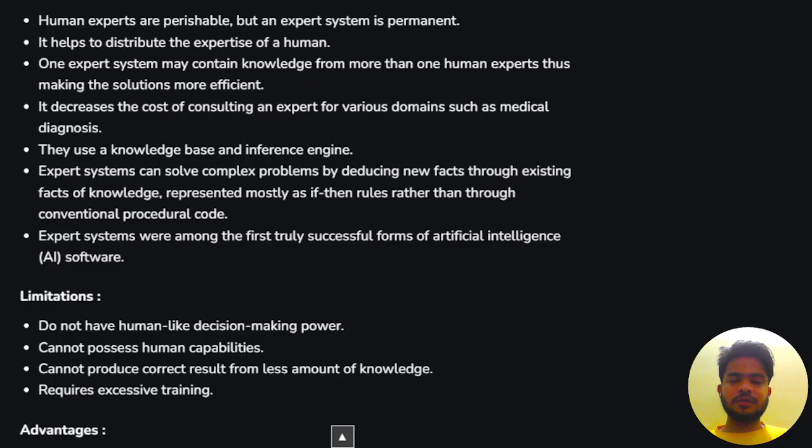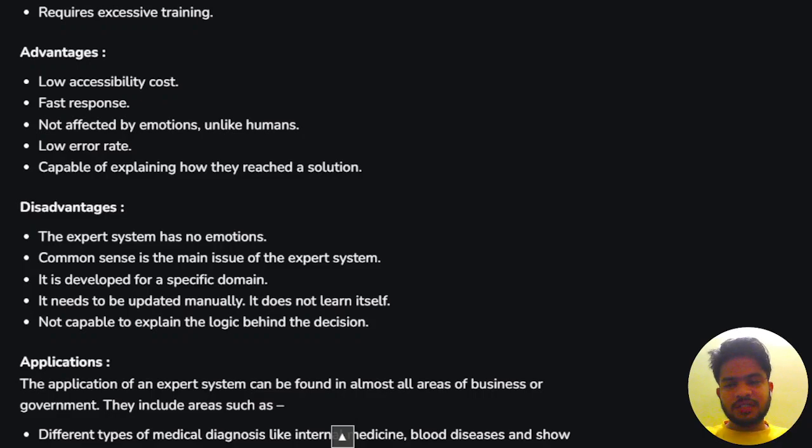Let us understand the limitations of expert systems. They do not have human-like decision-making power, cannot possess human capabilities, cannot produce correct results from a small amount of knowledge, and require excessive training. Let us understand their advantages and disadvantages. For advantages, their accessibility is at low cost, and they have fast responses, are not affected by emotions unlike humans, have a lower error rate, and are capable of explaining how they reached a solution. The disadvantages are that the expert system has no emotions. Common sense is the main issue of the expert system. It is developed for a specific domain. It needs to be updated manually. It does not learn by itself and is not capable of explaining the logic behind the decision.